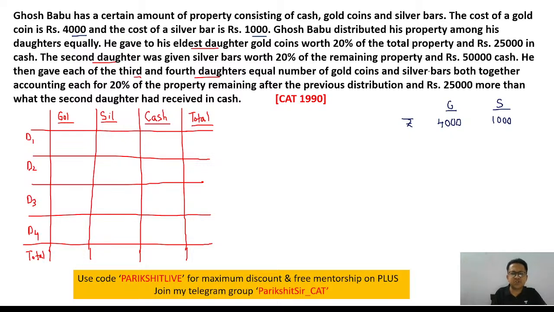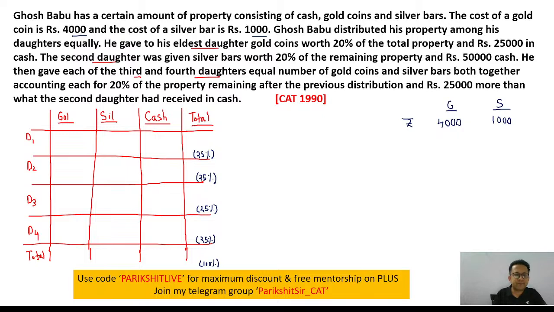Ghosh Babu distributed his property among his daughters equally. So everyone gets an equal amount. Think about it: four people getting the property equally means 100 divided by 4. So everyone gets 25% each. Will you agree? Everyone would get 25% each because you are dividing it equally. So percentage wise, it would be 25%.